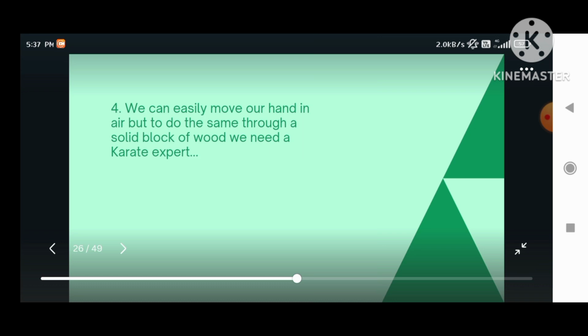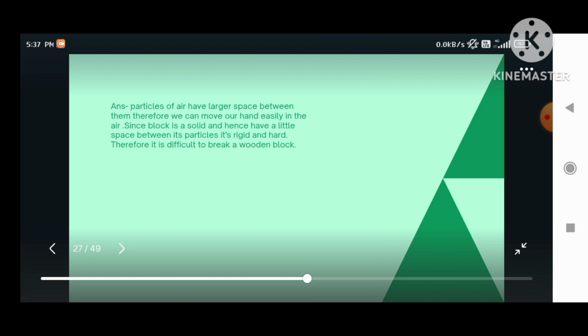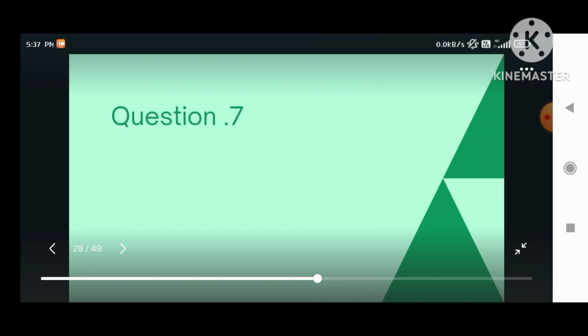We can easily move our hand in air, but to do the same through a solid block of wood, we need a karate expert. So let's see the reason for that. Particles of air have larger space between them. Therefore, we can move our hand easily in the air. Since the block is a solid, it has little space between its particles, so it is rigid and hard. Therefore, it is difficult to break a wooden block. Question number 7.